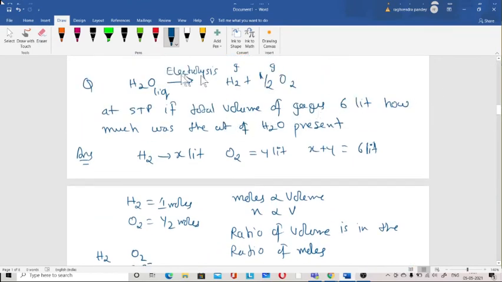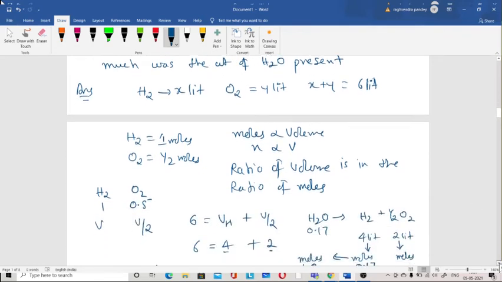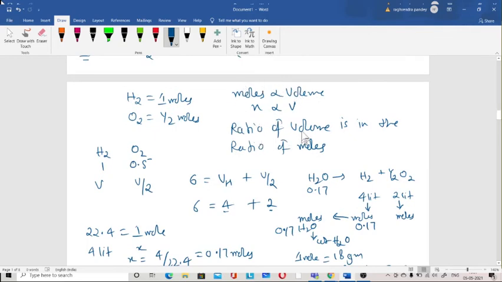So what was the question? The question was: total volume of gas, so only hydrogen and oxygen gas. This is liquid. It is 6 liter. So you have to find the weight of water. Moles is directly proportional to volume, so the ratio of volume is the ratio of moles. So total 6; if it is 4, then it will be 4 by 2. That is the ratio of moles, so the ratio of volume will be the same. Then 4 liters converted to moles, then moles converted to weight.